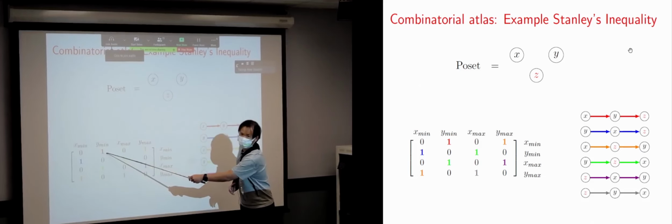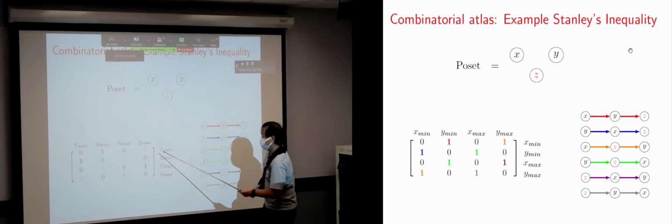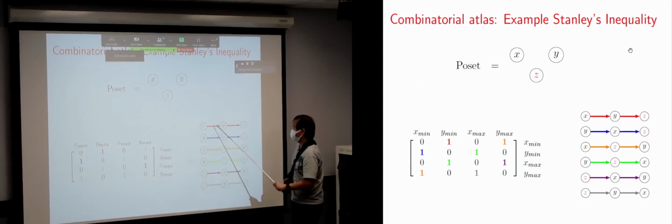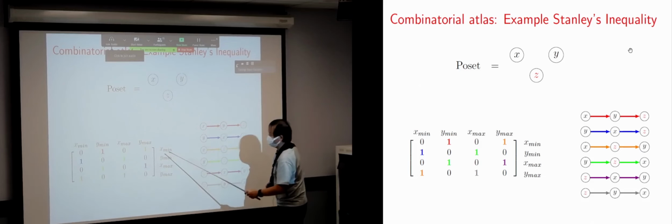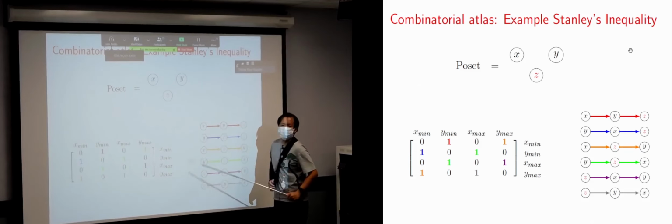You mean this entry? So this entry, the row is x minimum, the column is y minimum. This means that x will be the smallest element, y will be the second smallest element. That's why we have a distinction between min and max. So if x and y are min together, that means that they need to be both.